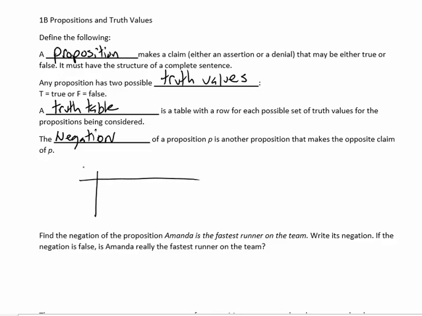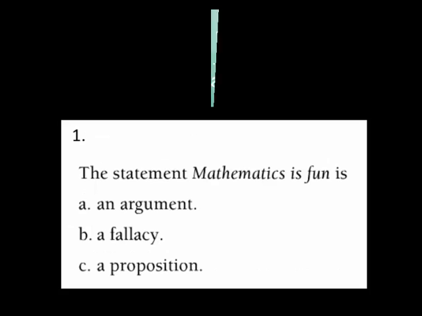Let's do a quick truth table. So here's my proposition, and here's the negation, so not P. So either a statement is true or false, and then the opposite of it would be what not P would represent. So if the statement itself is true, not P would have to be a false statement, and if the original proposition is false, then the opposite would have to be true.